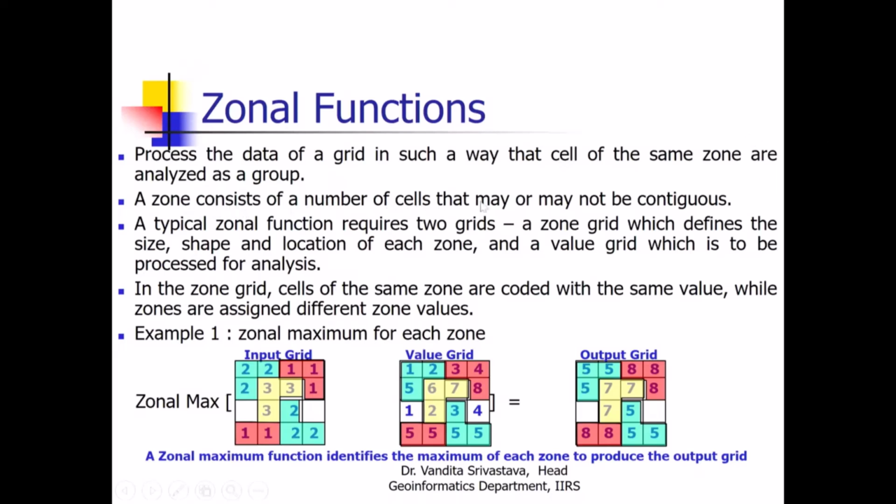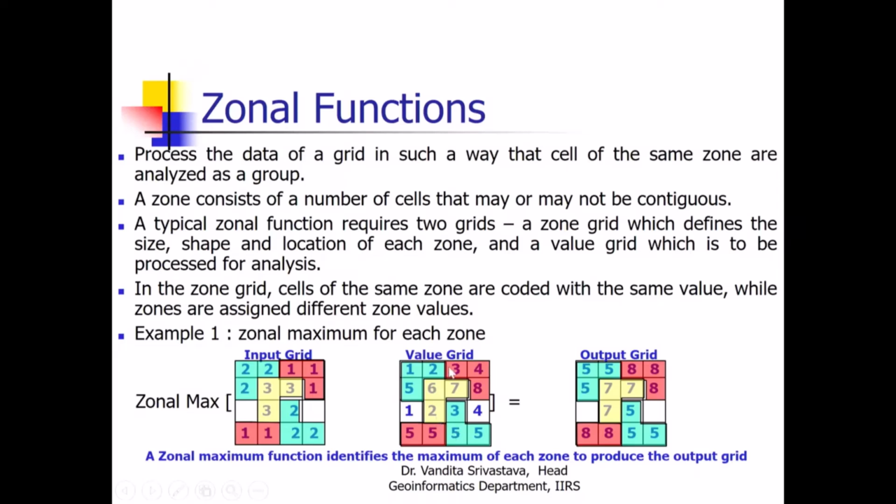A zone consists of a number of cells that may or may not be contiguous. So here in this case you see the zone 2 is not contiguous. Even zone 1 is not contiguous. They could be having some breaks as well. They are still, for example, forest. Forest need not be present only at one place. It can be here, here and here. So you can have non-contiguous polygons for defining the zone. In the zone grid, cells of the same zone are coded with the same value, while the zones are assigned different zone values. So you have different zone values here. The different names are assigned to each zone, and within that the value may be same or different.